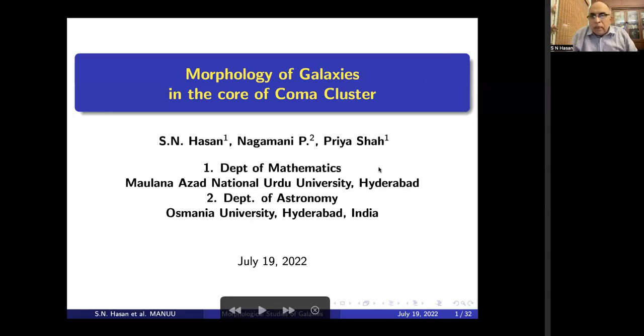Hello, I'm Najmul Hassan and I'll be presenting the work done by my research scholar Nagamani and my colleague Dr. Priya Shah: Morphology of Galaxies in the Core of Coma Cluster.